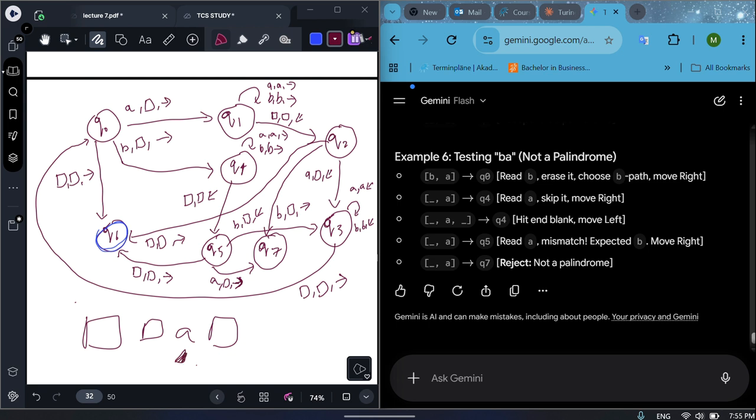In Q4, it goes all the way to the right and one step left. So it's just like that. And then it reads an A, which is a mismatch. We expected B. In that way, in Q5, we read A, we move right, we make it a blank, and we go to Q7 following this rule. And Q7, of course, is our not accepting state. And that's how this palindrome machine works.